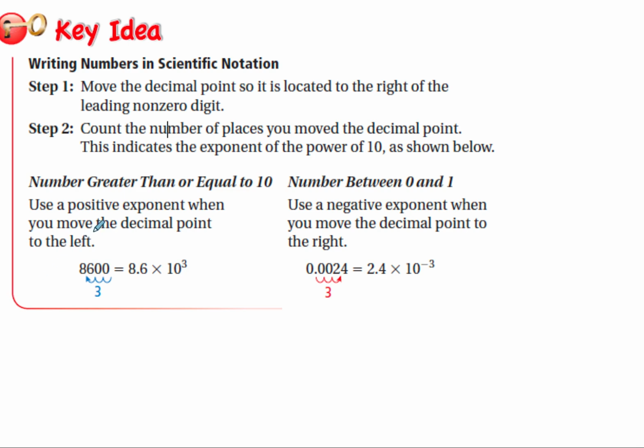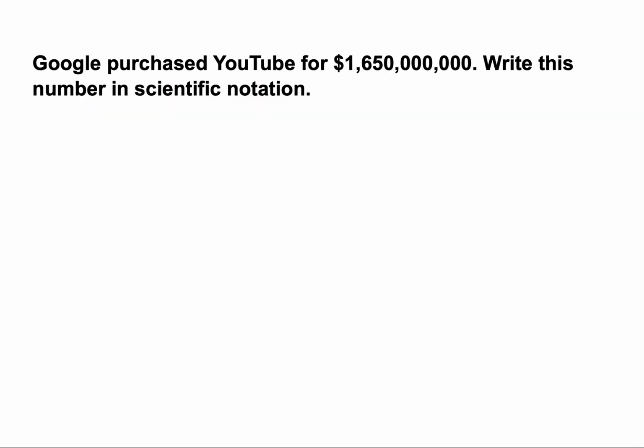So if I had a number greater than or equal to 10, we have a positive exponent. If I have a number between 0 and 1, so I have a decimal, then I'm going to have a negative exponent. Okay, decimal, negative exponent, greater than 1 is going to have a positive exponent. Okay, so let's go ahead and try it.